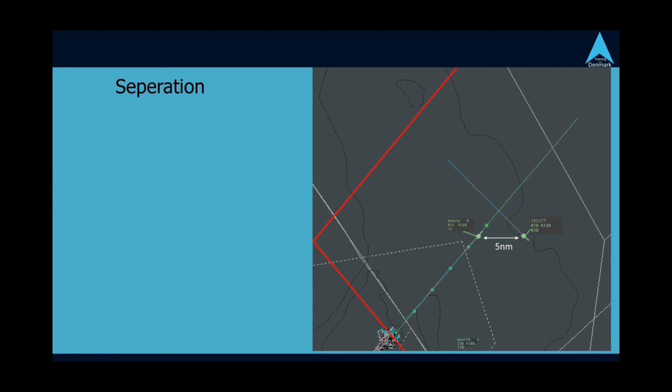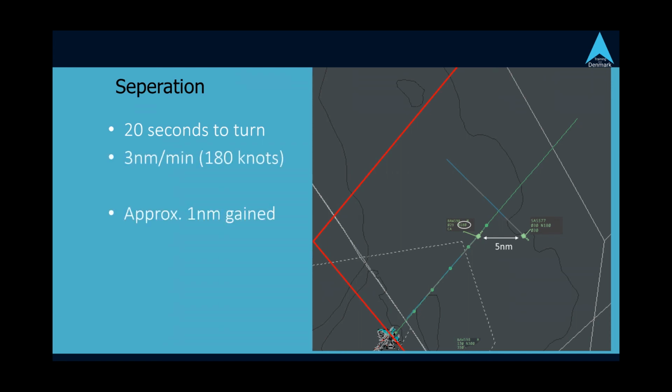A good example is like this: 5 nautical miles between 2 aircraft. One is on base, one is on final. Keep in mind that an aircraft needs 20 seconds to turn. You can see they're both doing the same speed, which is nice, makes it easy. That means approximately before this guy has been turned onto the ILS, more or less 1 nautical mile will have been gained, and the new separation once they turn will be about 6 nautical miles.